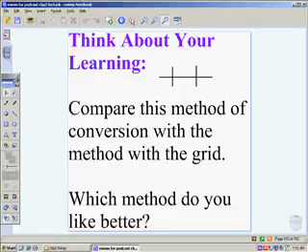Now in chemistry class, you may have seen a method of converting where you have this bracket, sort of like a tic-tac-toe thing. And you put in your original number up here, and then your ratios of equal measures there and there. And then you do your calculations. So think back about how you did that, and compare my method with this chemistry method. How are they the same? How are they different? Which way do you like better?